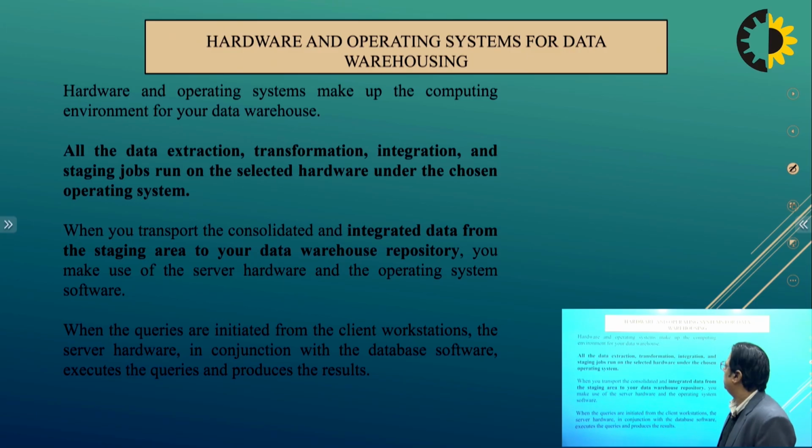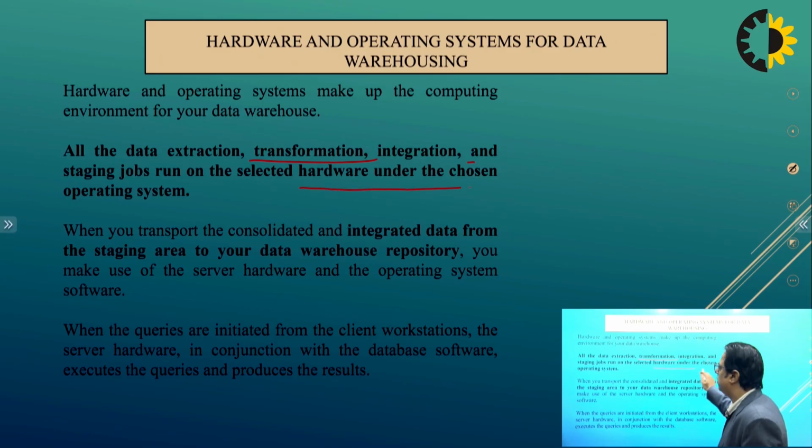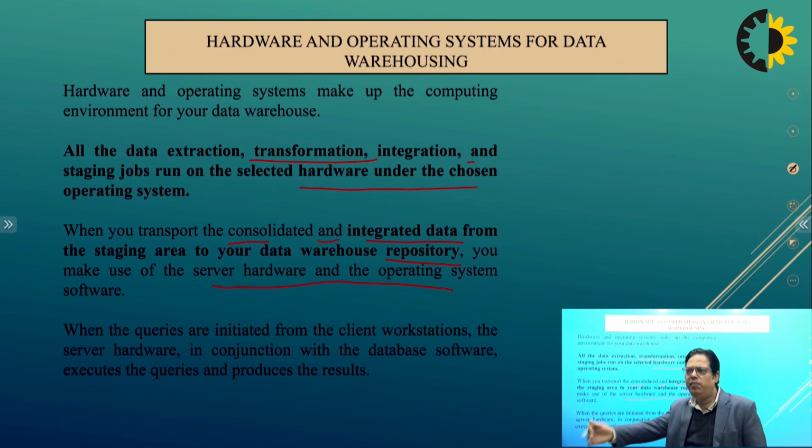Now, next topic is hardware and operating system for the data warehouse. All the data extraction, transformation, integration and staging jobs run on the selected hardware under the chosen operating systems. When you transport the consolidated and integrated data from the staging area to your data warehouse repository, you make use of server hardware and operating system software. So we need to use client server technology and multi-process technology, because we implement and store historical data in the data warehouse from different sources.